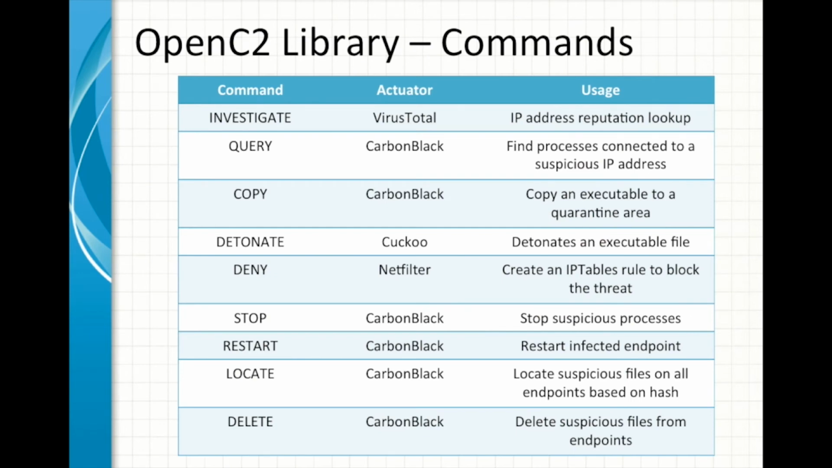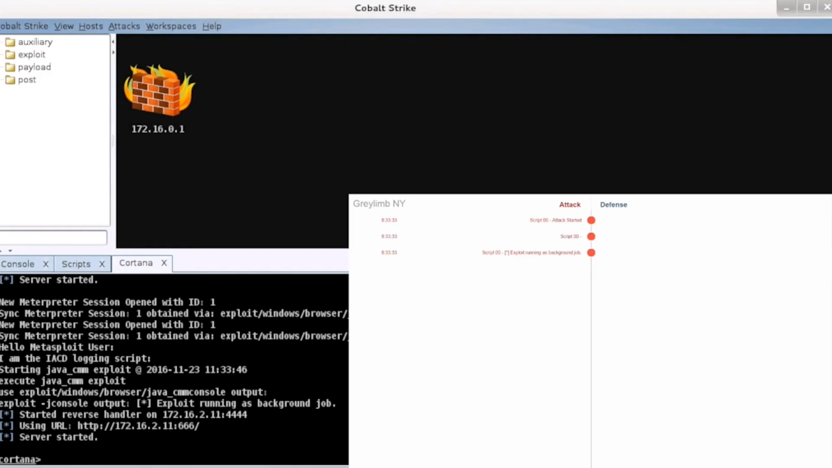This table provides a list of the OpenC2 actions used in this scenario, as well as the actuators involved, and a brief description of how the action was utilized. Now let's take a look at the scenario in action. On the screen are two windows. First is the Cobalt Strike application showing the attacker's perspective. Overlaid on top of that is a timeline showing the events from both the attack and defense.